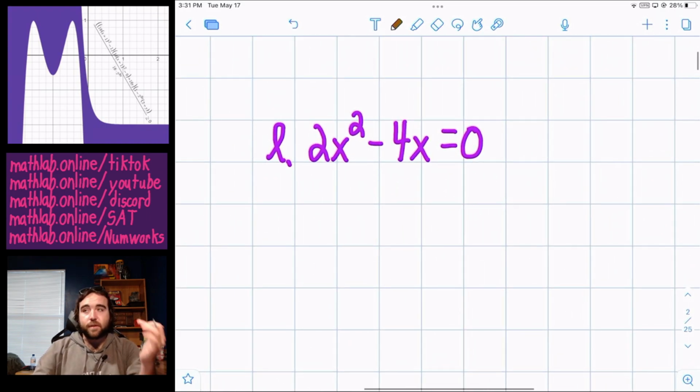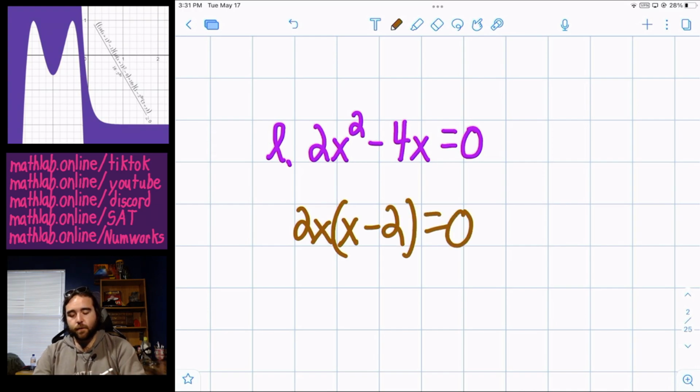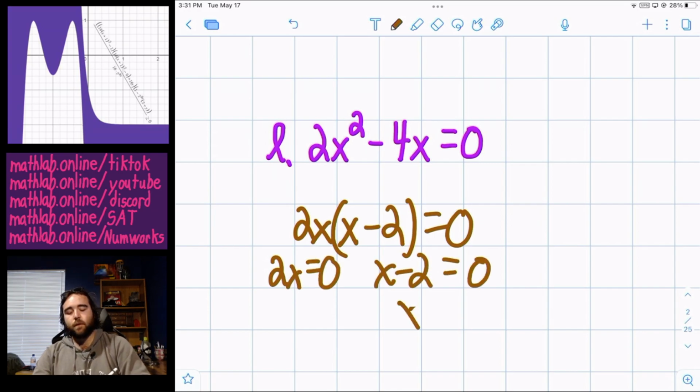All right, here we can factor. This is the factoring everybody always forgets. We can factor a 2x out of everything. So then we get 2x times x minus 2 equals 0. So that's 2x equals 0, x minus 2 equals 0, x equals 2, and x equals 0.